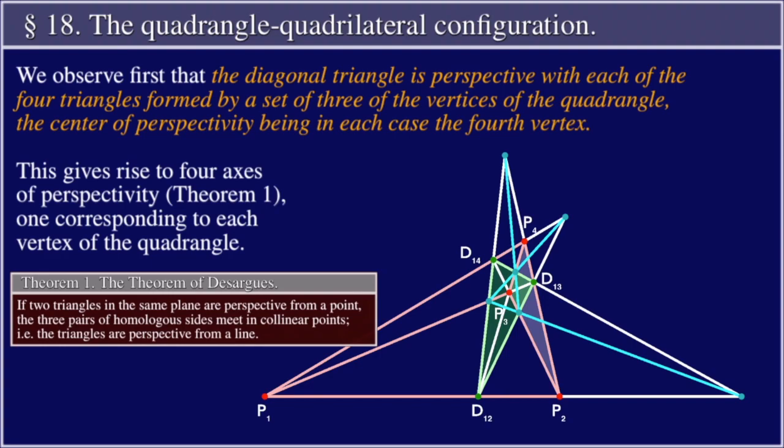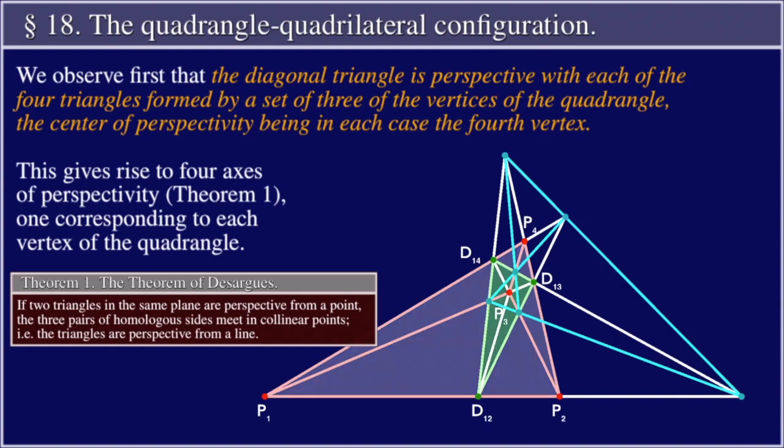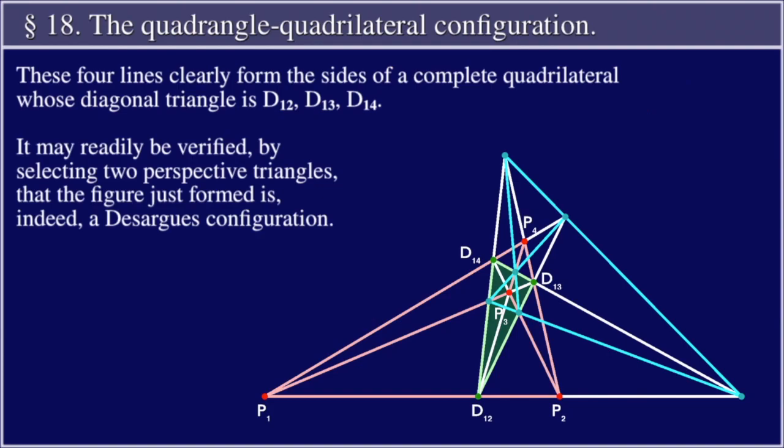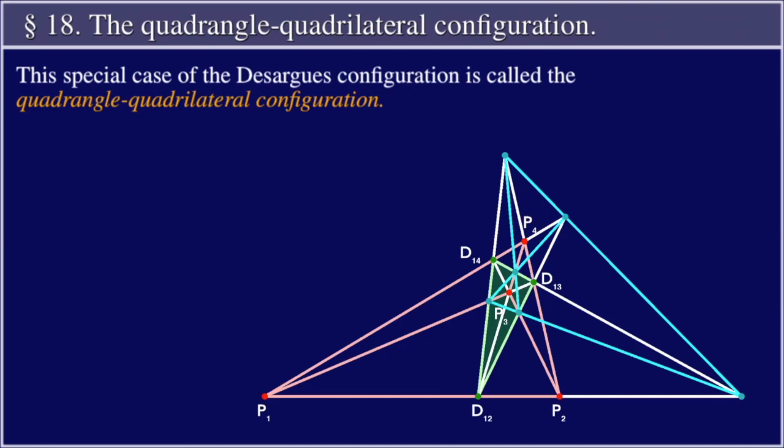This gives rise to 4 axes of perspectivity by theorem 1, one corresponding to each vertex of the quadrangle. These 4 lines clearly form the sides of a complete quadrilateral whose diagonal triangle is D12, D13, and D14. It may be readily verified by selecting 2 perspective triangles that the figure just formed is indeed a Desargues configuration. This special case of the Desargues configuration is called the Quadrangle-quadrilateral configuration.